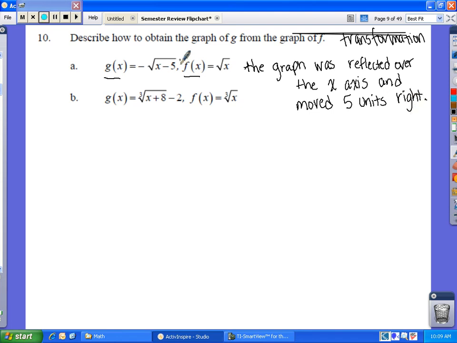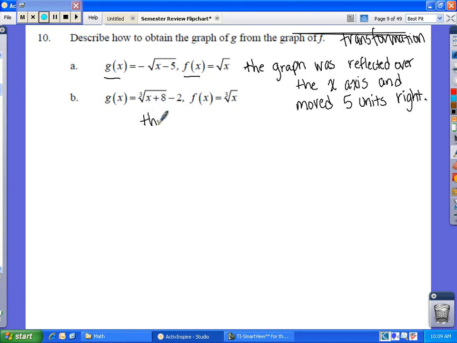Okay, now based on that, you can probably make a prediction of what's going to happen from the cube root of x to the cube root of x plus 8 minus 2. Well, the minus 2, since it's outside of the radical symbol, is actually going to move the graph 2 units down. The plus 8 you would think would move it 8 units to the right, but it actually moves it 8 units to the left.